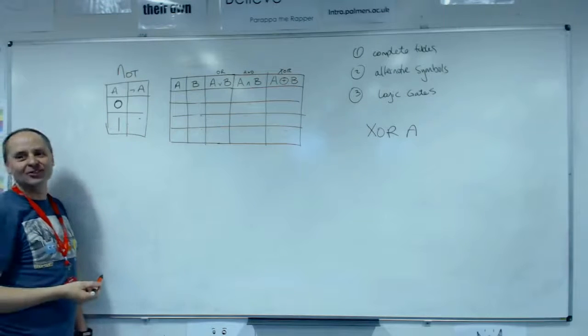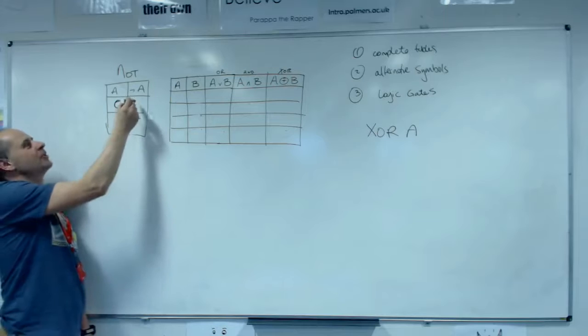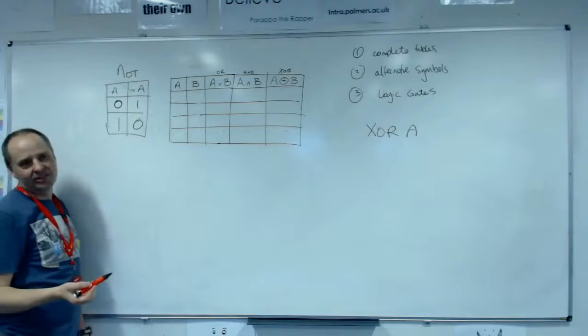Naught would represent false, and 1 would represent true. So the opposite of naught is 1. The opposite of 1 is naught.